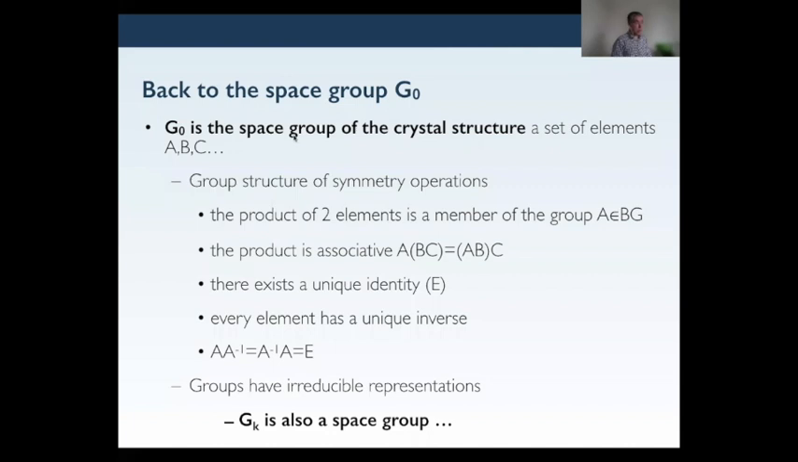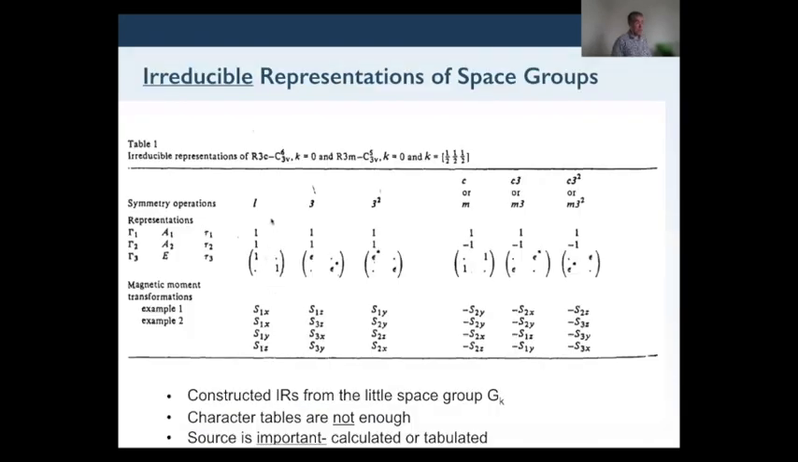Moving back to the space group, just as that had all of the rules of group theory defining a group, the same thing happens for GK. The symmetry operations that are compatible with the propagation vector k are also a space group. And that's what we have here when we define our irreducible representations. We have the symmetry operations of GK, and we can use these to construct our irreducible representations of the little space group GK. Some books have character tables of irreducible representations, but that's not enough. When you actually want to start making magnetic structures, you need to have actual irreducible representation matrices, and the sources of these are important.